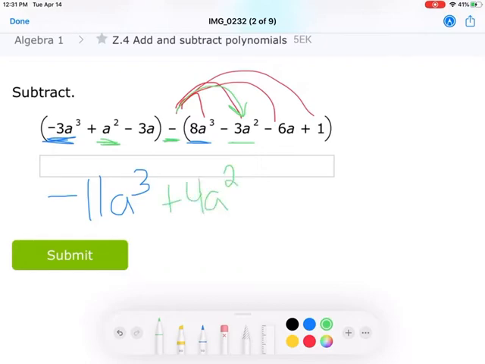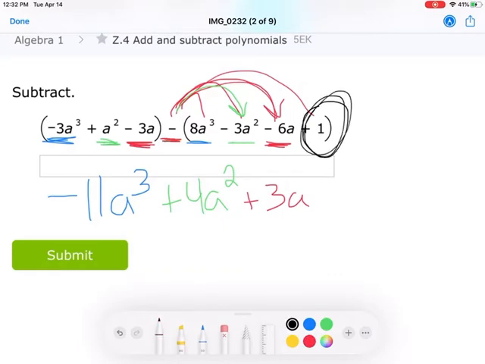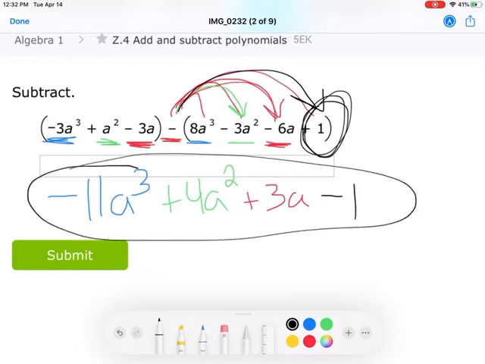And then again, I'll do this next one in red, I guess. Negative 3a minus negative 6a. Again, double negative. When you distribute that negative into there, it becomes a double negative, so it's really positive. So you get negative 3 plus 6. That's going to give you a positive 3a. And then the last but not least that we have here is just that 1. Just that plus 1. And again, you're subtracting a 1, so it's really a minus 1 in the end. And that would be your answer. Woohoo! That's going to be your answer.